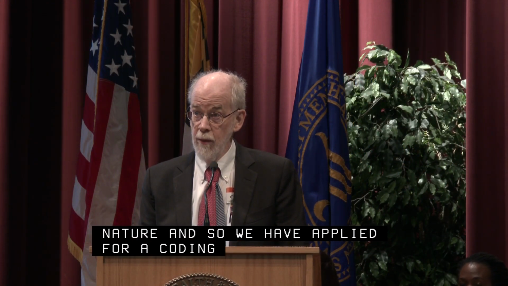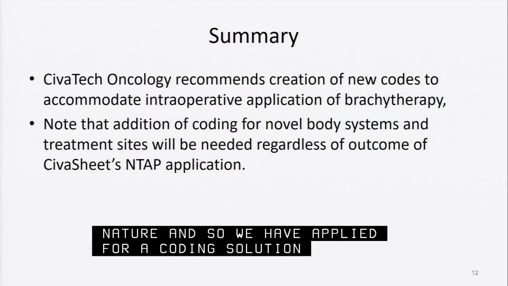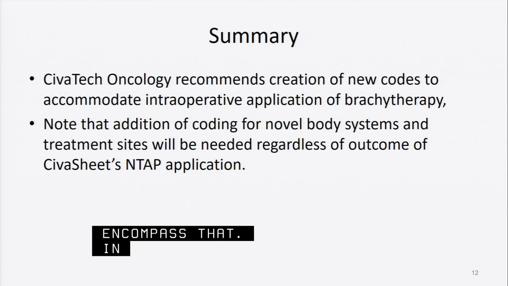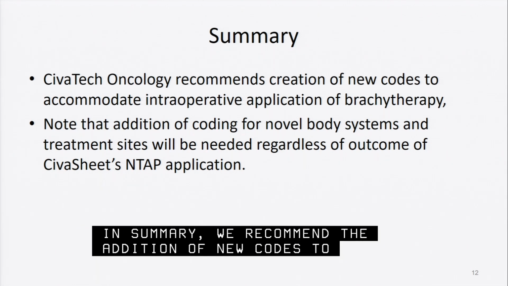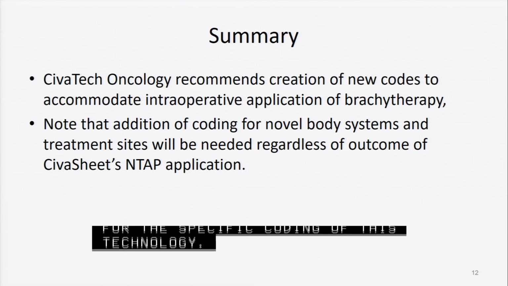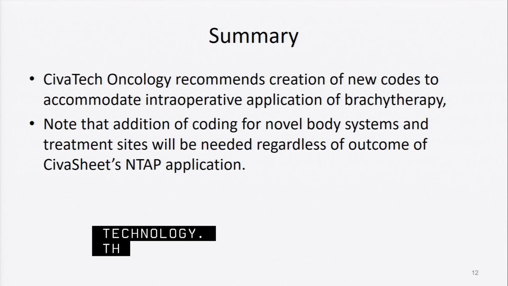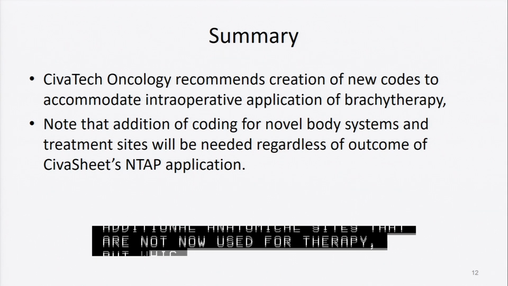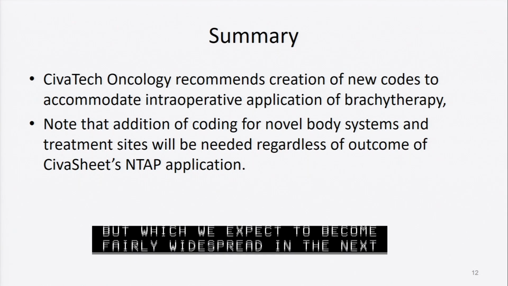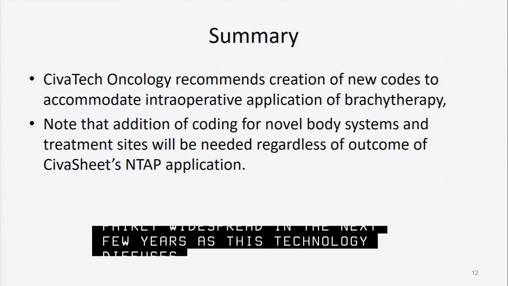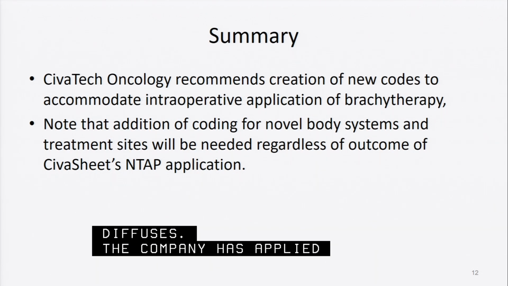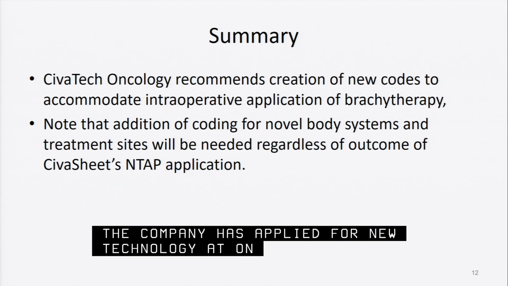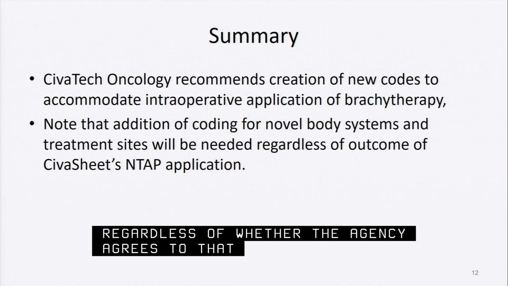So in summary, we recommend the addition of new codes to allow for the specific coding of this technology. That would include the addition of anatomical sites that are not now used for brachytherapy, but which we expect to become fairly widespread in the next few years as this technology diffuses. The company has applied for new technology add-on payments, but regardless of whether the agency agrees to that in their final rule, the need for the codes we think is evident. So thank you.